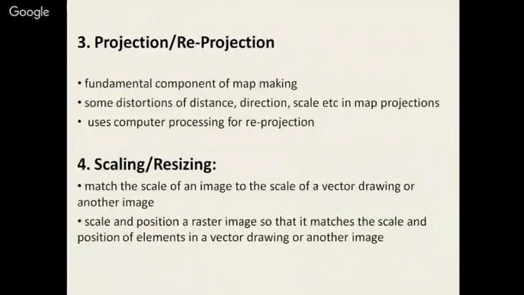So third is projection and reprojection. Projection is a fundamental component of map making, and there is some distortion of distance, direction, or scale in the map projection. When we take data from an analog map, there is always a possibility of distortion, either in the map or in the projection on the map.